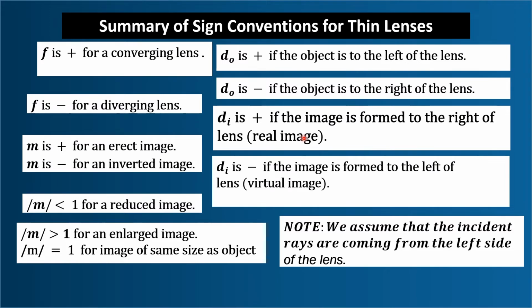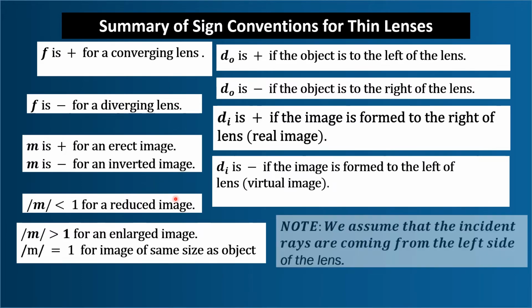Now, for the image distance, it is considered positive if the image is formed to the right of the lens, where we say that the image is real. When the image distance is negative, then the image is formed to the left of the lens, where the image is considered virtual.